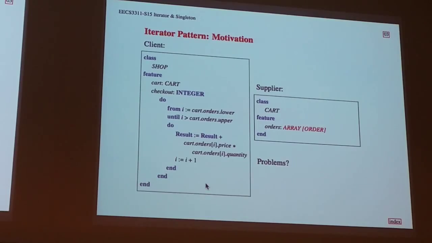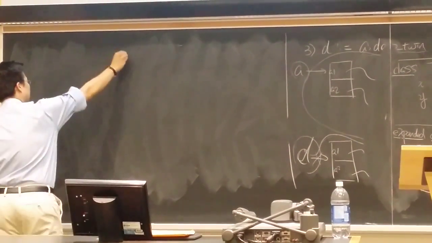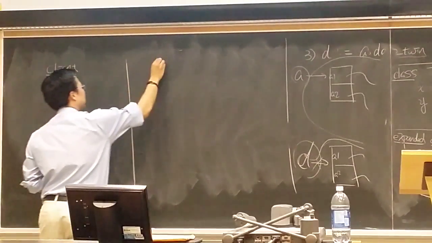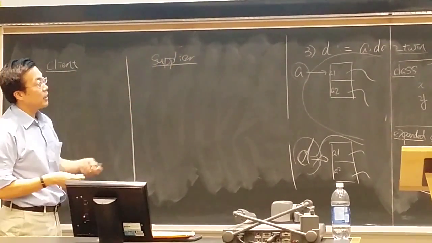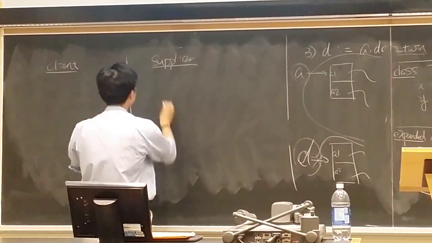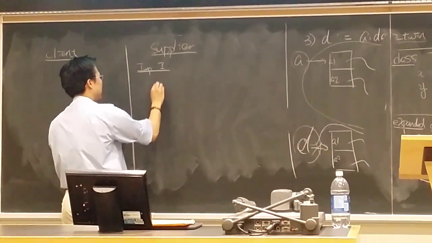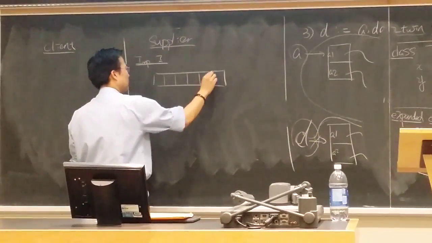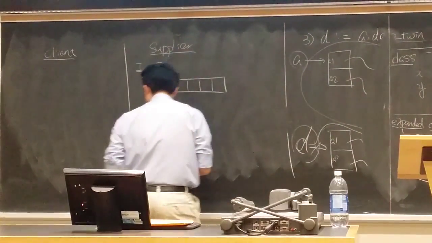Let's say, again, so always we distinguish between clients and supplier. Let's say now the orders is actually hidden from the clients. Implementation one. So let's say we're trying to use an array to represent the orders. Let's say here are the order. Let's make it simple, just 2 orders.